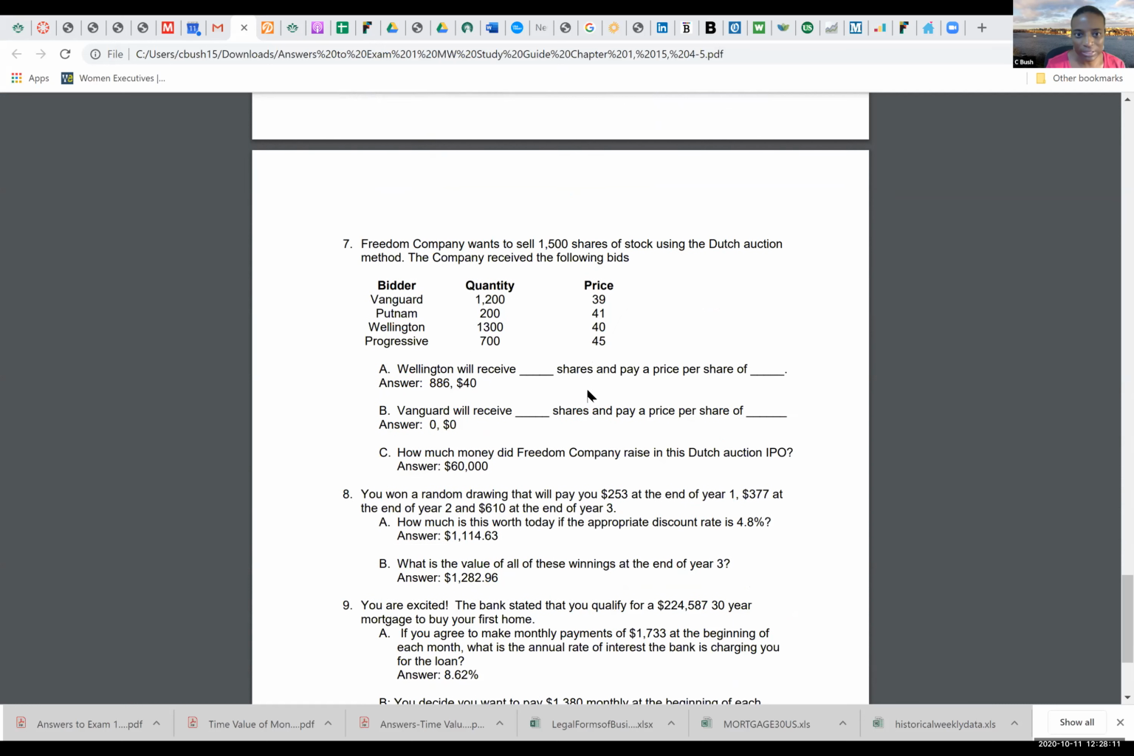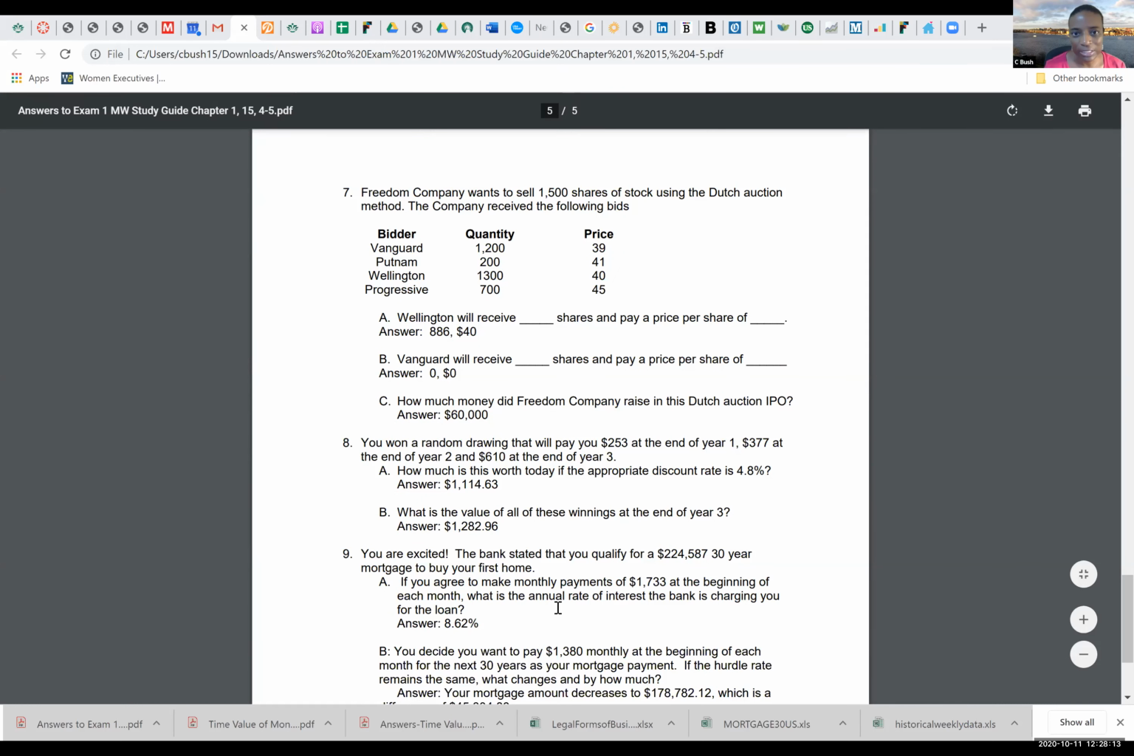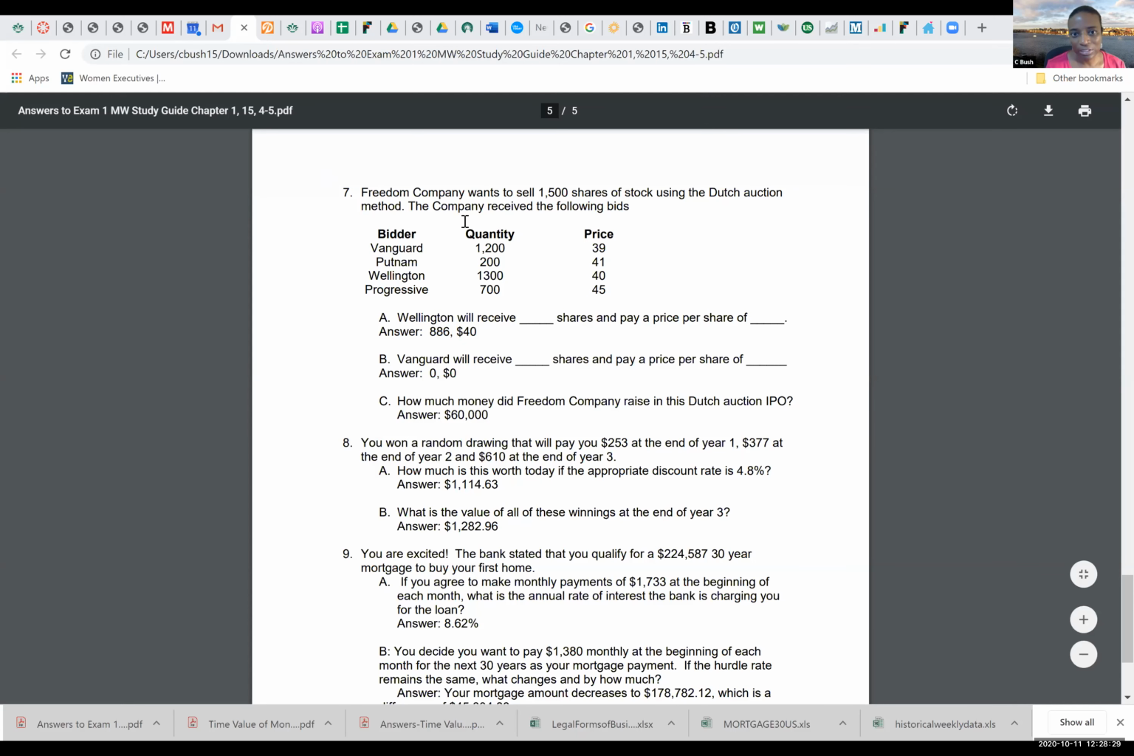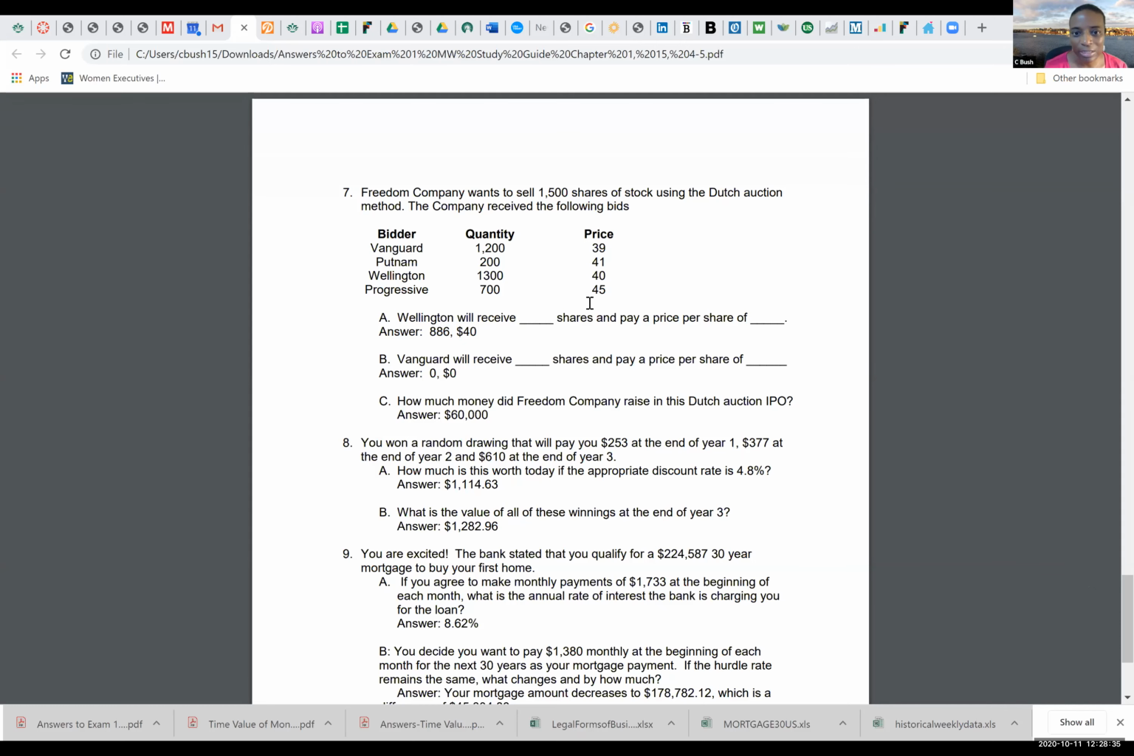Not a problem. So this is the study guide, and question 7 on the study guide is a Dutch auction. Okay, so Freedom Company wants to sell 1,500 shares of stock using the Dutch auction method. The company received the following bids. We've got all the bidders, how many shares they want, and at what price. The first question says, how many shares will Wellington receive and at what price? The second question says, how many shares will Vanguard receive at what price? And the last question says, how much money was raised in total? So those are our 3 questions.